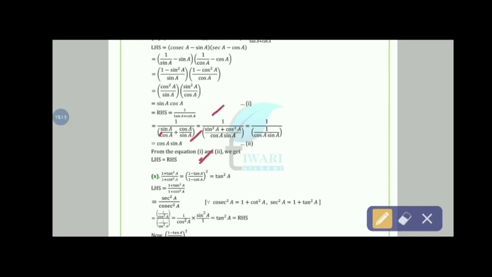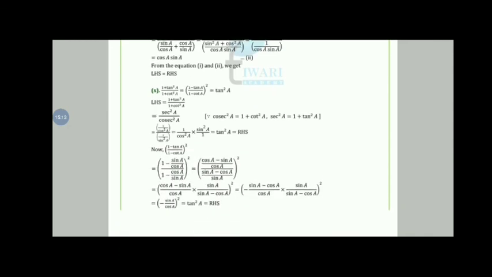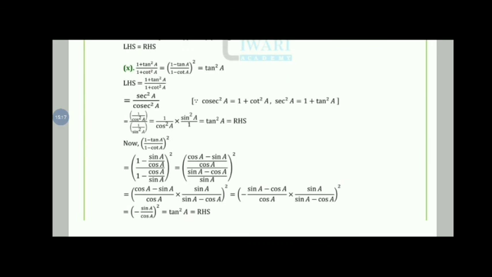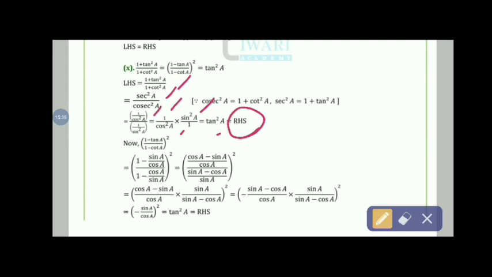Now moving to the 10th part, it is given that (1 plus tan square a) over (1 plus cot square a) is equal to ((1 minus tan a) over (1 minus cot a)) whole square is equal to tan square a. So we are taking the LHS here. 1 plus tan square a is sec square a, over cosec square a, now converting to sin and cos, 1 over cos square a over 1 over sin square a, which is equal to tan square a, because sin square a over cos square a is tan square a, which is equal to the RHS.